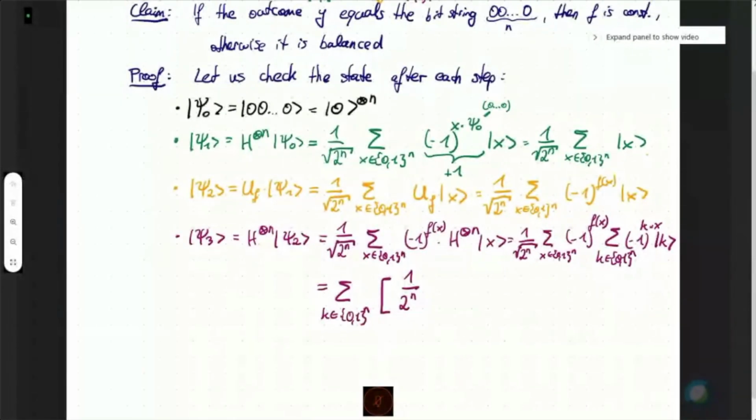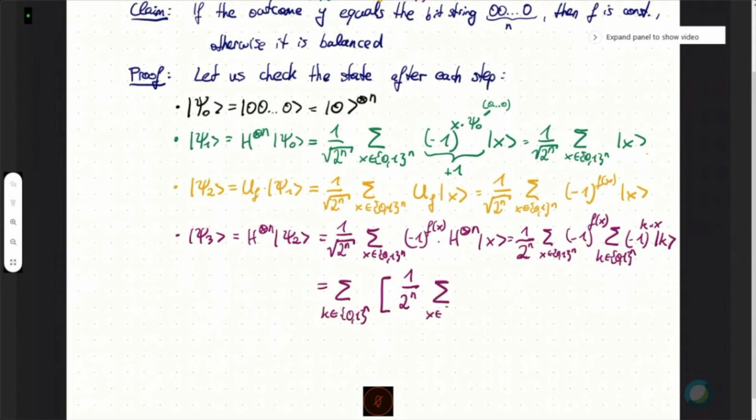In the other terms, we have twice 1 over square root of 2 to the n, so I can remove the square root. Now I'm just changing the sums and rewriting it a bit, because we have these two -1 factors, -1 to the power f of x and -1 to the power k times x, which we can combine to -1 to the power f of x plus k times x. And then times the state k.